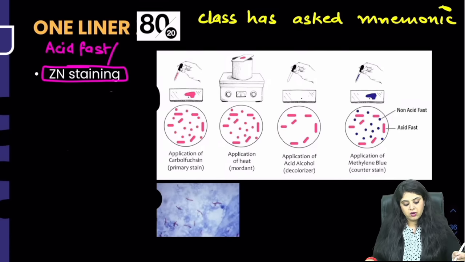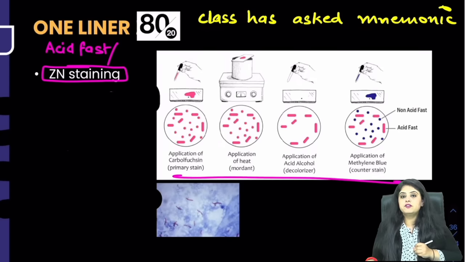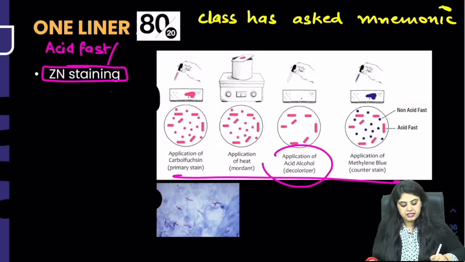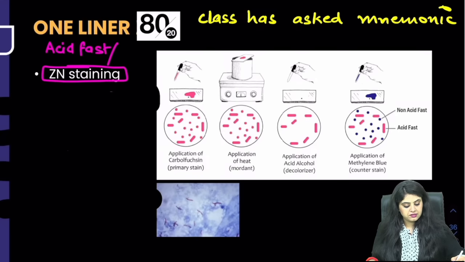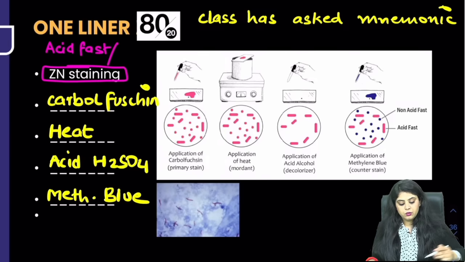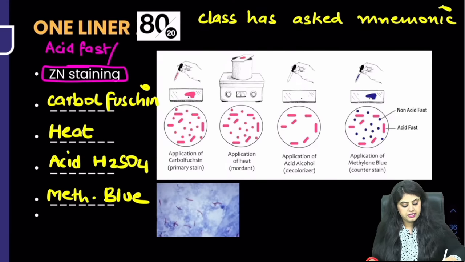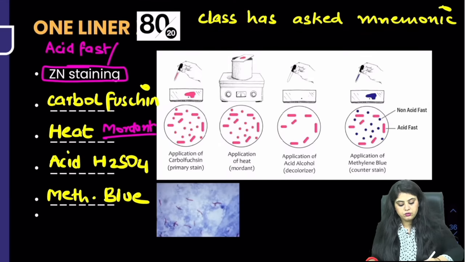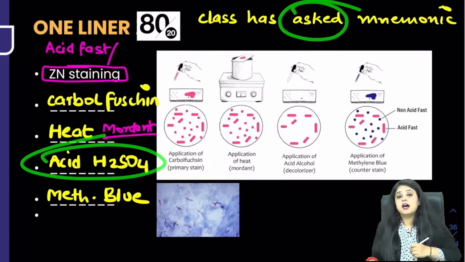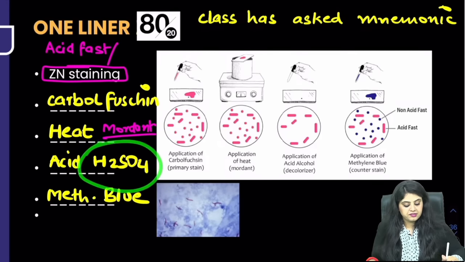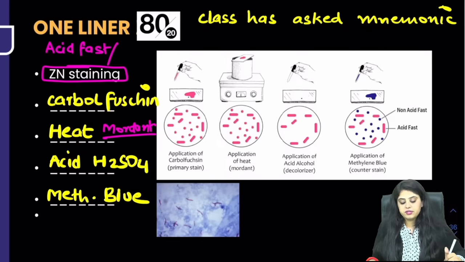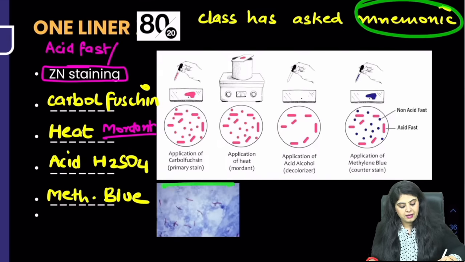Class has asked mnemonic, and you can see the kind of picture given to you. There's a process that has been given to you, and they will either say fill in the blanks or they will give you identification. So what is class has asked mnemonic? Quickly, we've got number one, I'm adding carbol fuchsin. Here the mordant is heat. Finally, I use the acid, the famous acid, that is H2SO4, sulfuric acid.